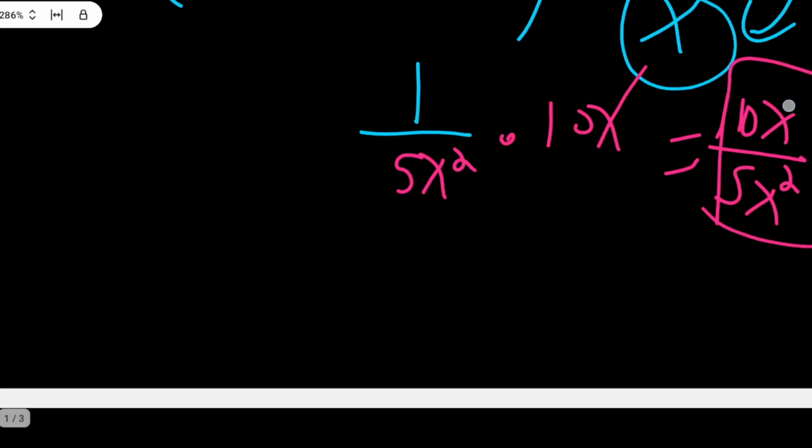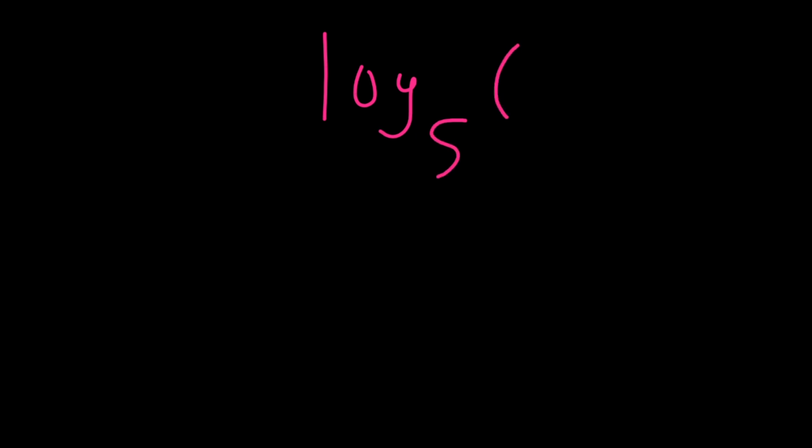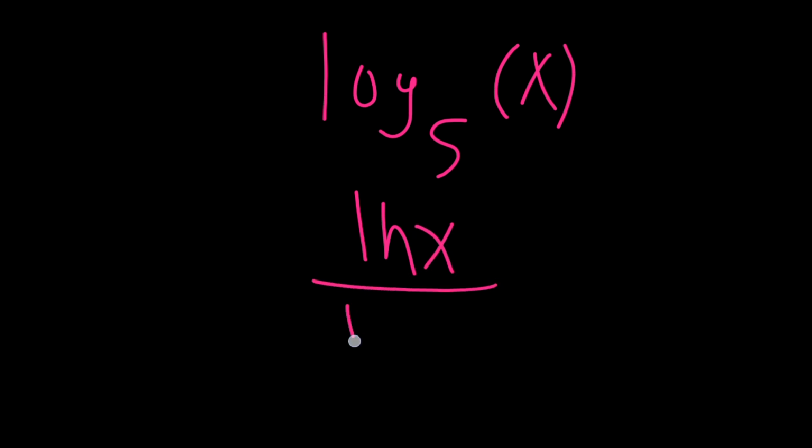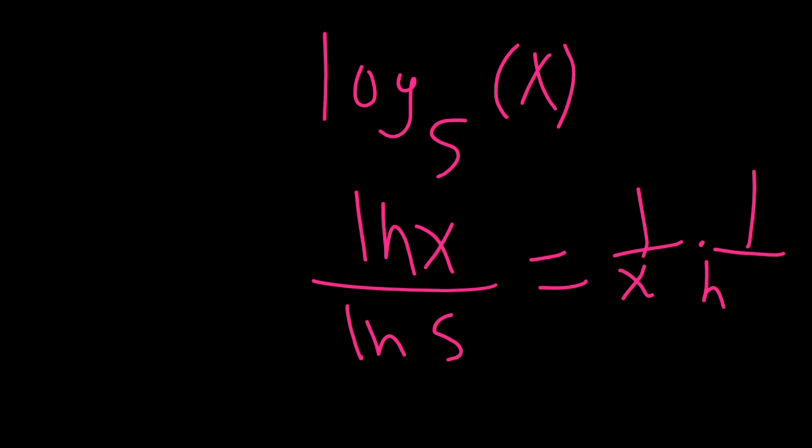Okay, now what if we have log base 5 of x, and you want to take the derivative. It's going to be ln x over ln 5, which is your base. And it's going to come out to 1 over x times 1 over ln 5. And that's going to be your final answer. You can go ahead and box that.